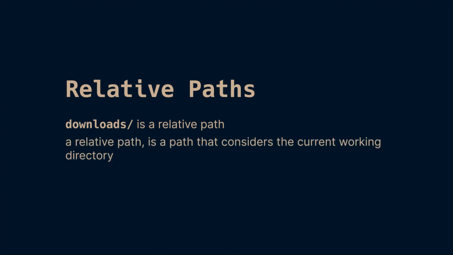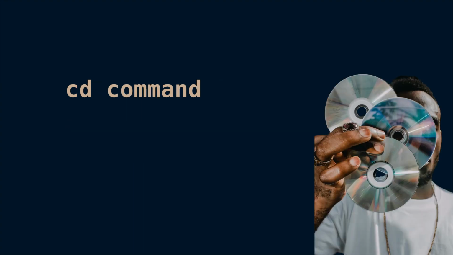The path downloads is a relative path. A relative path is a path that considers the current working directory. There are several interesting ways to navigate using the relative path. But before we get into it, let me first introduce the cd command.